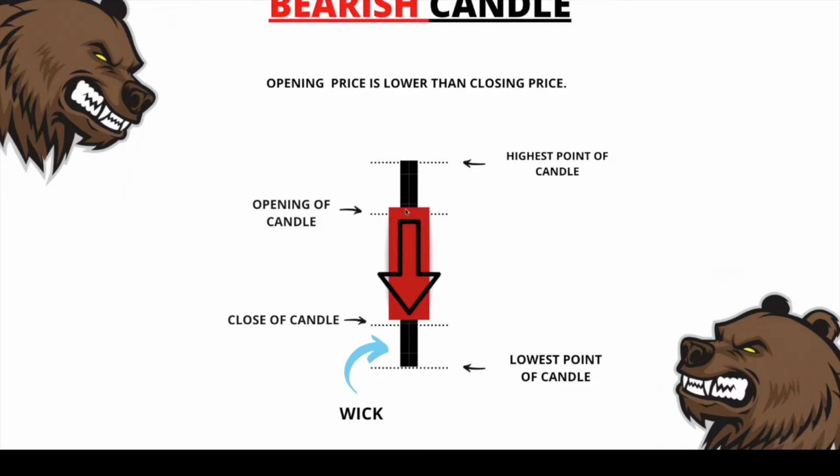Now, the formation of this wick is due to the fact that the buying activity could not hold, to the point where the sellers came in and pushed the price from the highest point back to the opening, and from the opening, past the opening price all the way to the lowest point of the candle over here. So this was a lot of selling pressure which came into the market to push it from the highest point past the opening price all the way over here at the lowest point of the candle.